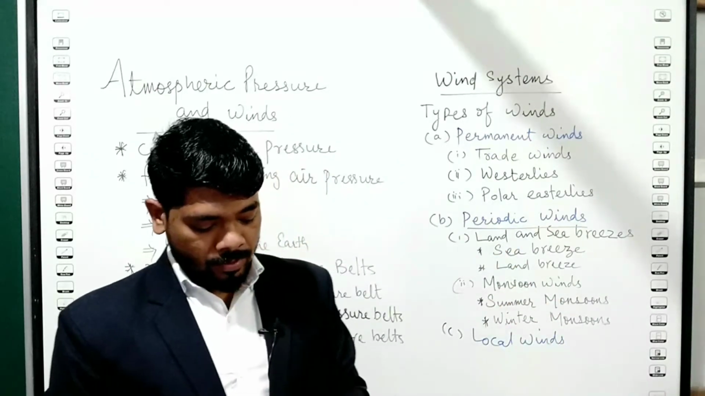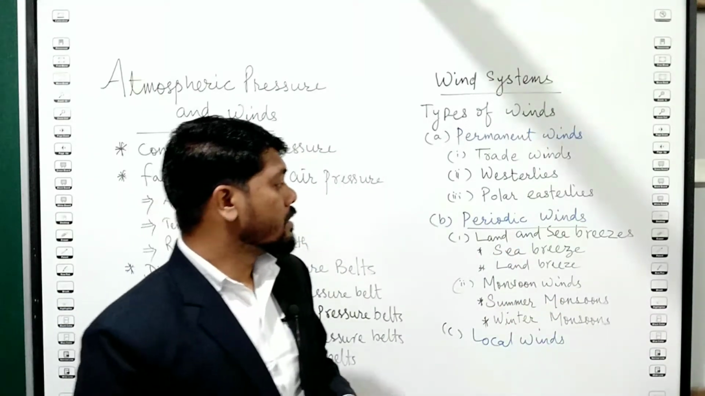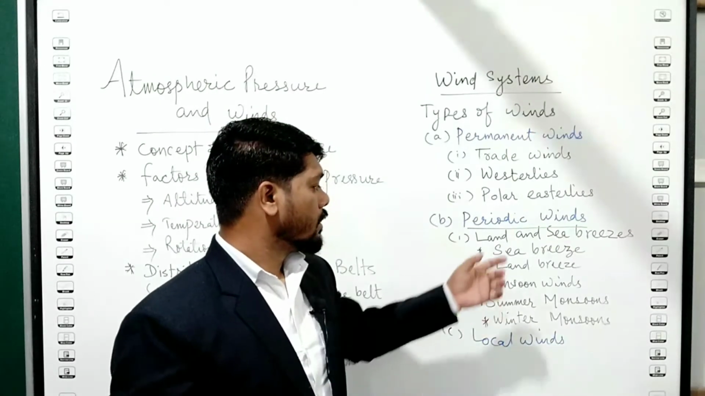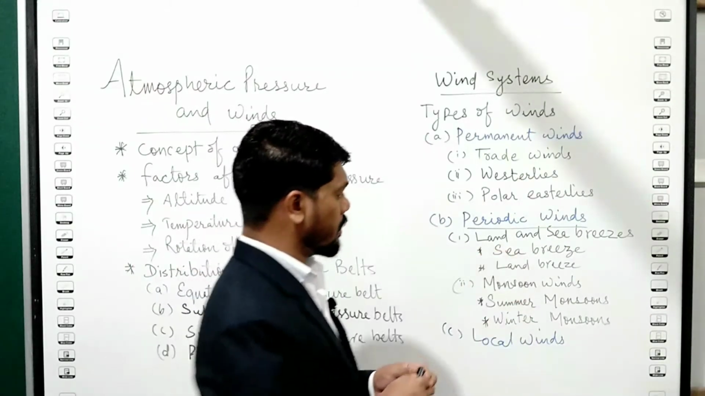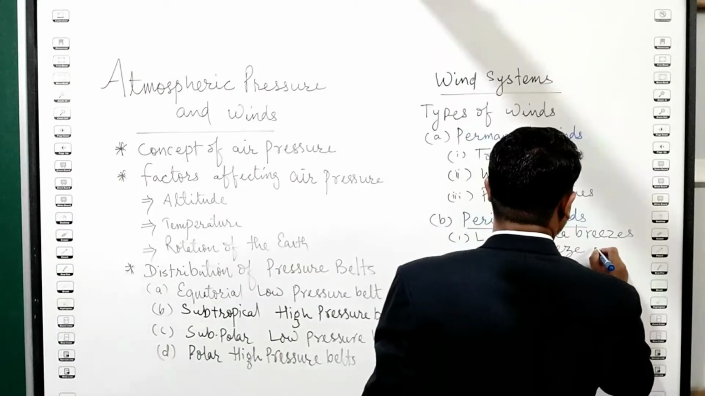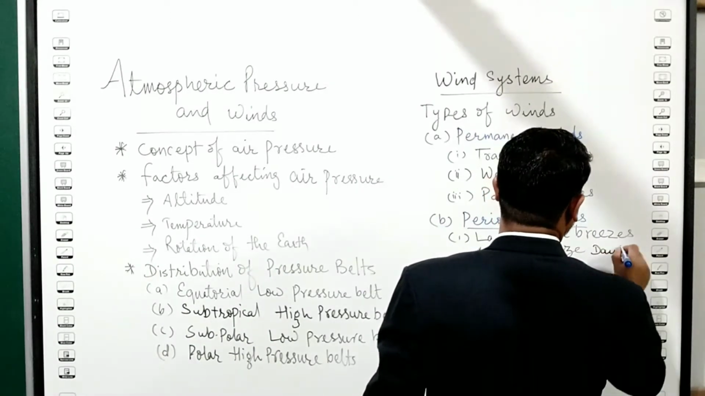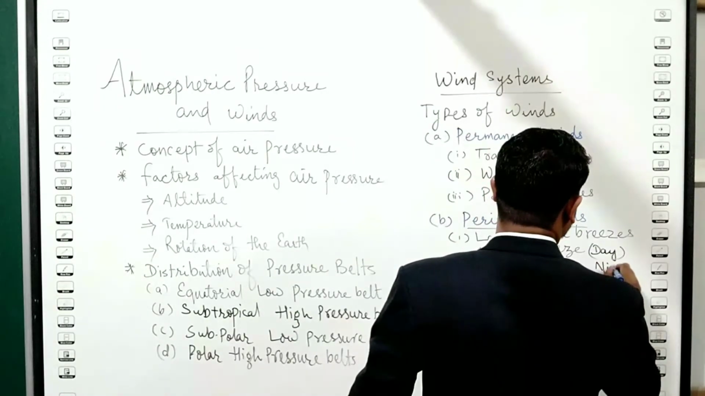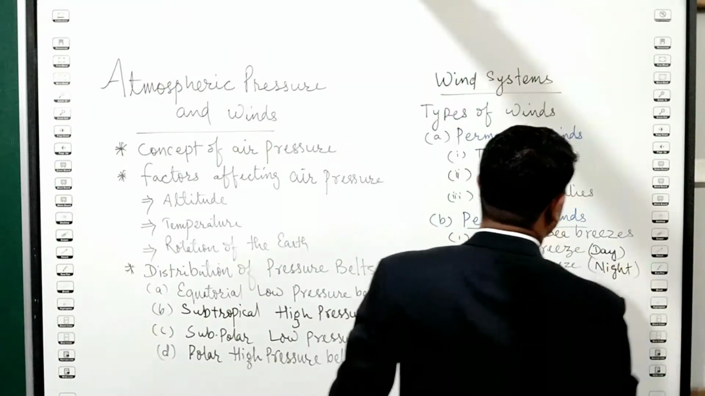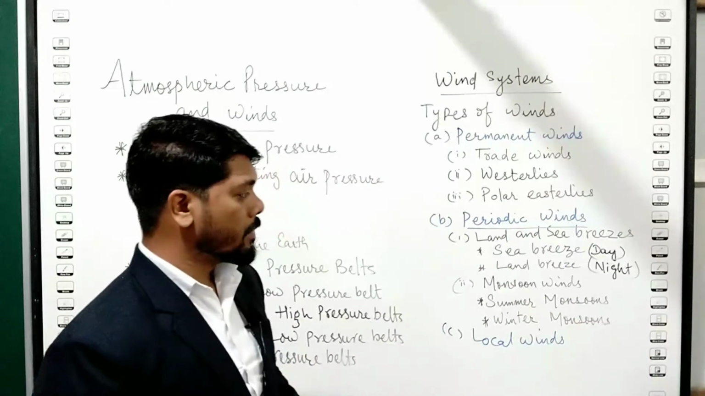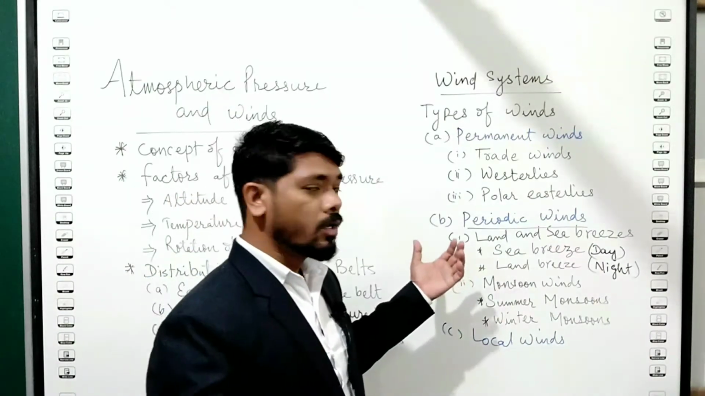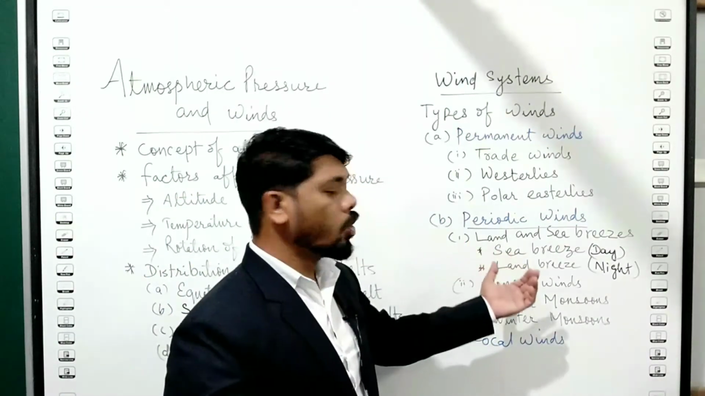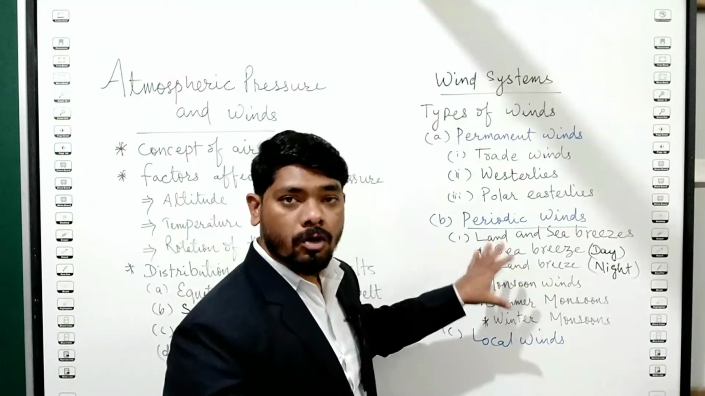So, land breeze and sea breeze. Sea breeze takes place during the daytime and land breeze takes place during night time. There is an exchange of the warm wind and the cold wind nearby the coastal areas.